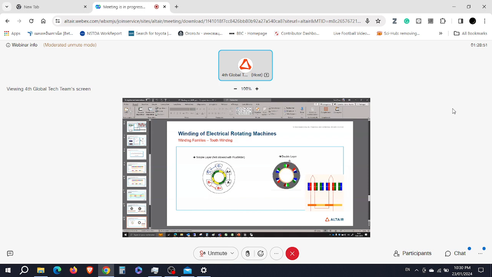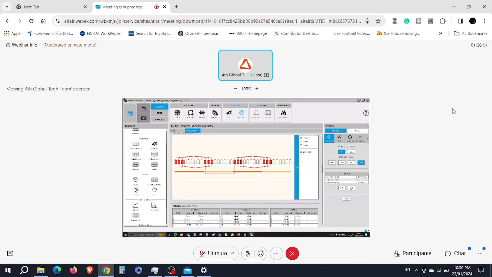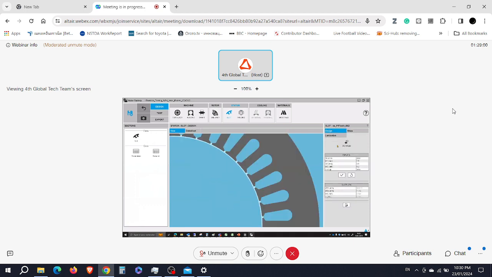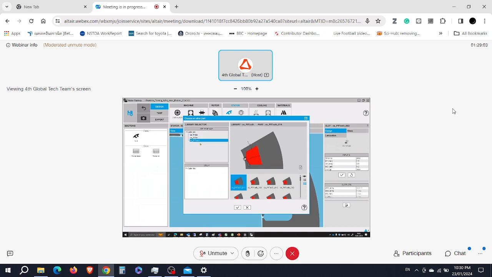So in case you have this kind of winding, then you have to adapt your slot, right? So I go back to the slot shape, then this tooth winding is more parallel tooth, and then you can choose the adapted one here.